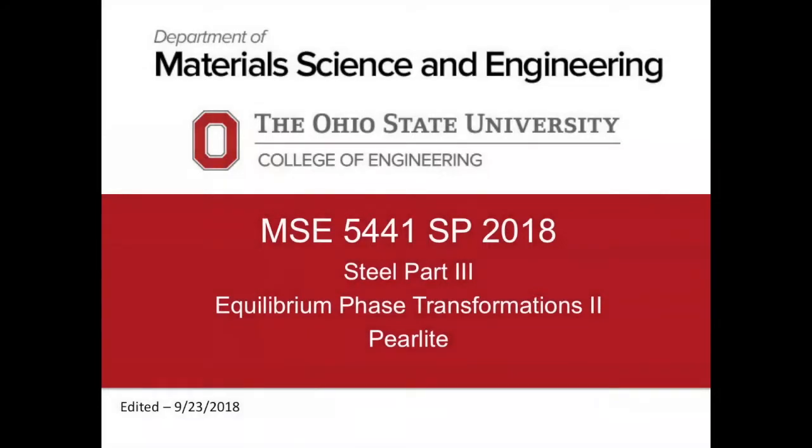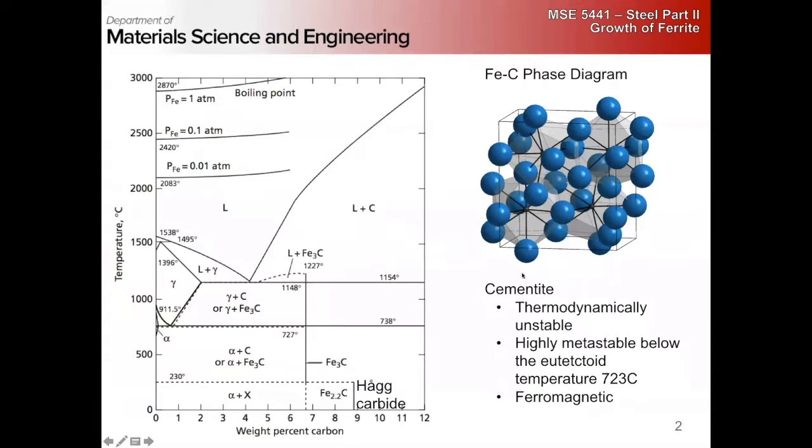So fun with pearlite, right? We talked about growth of ferrite, single-phase ferrite, in terms of allotriomorphic and idiomorphic ferrite as diffusive transformations, and Widmanstätten ferrite as a displacive transformation. And now we're moving into the ferrite plus cementite part of the phase diagram, right?